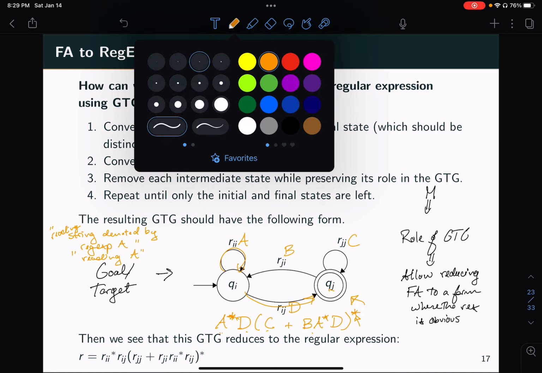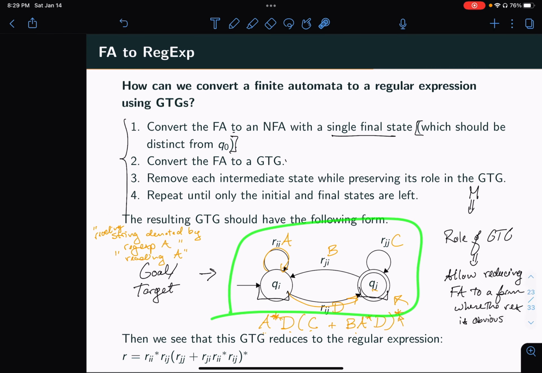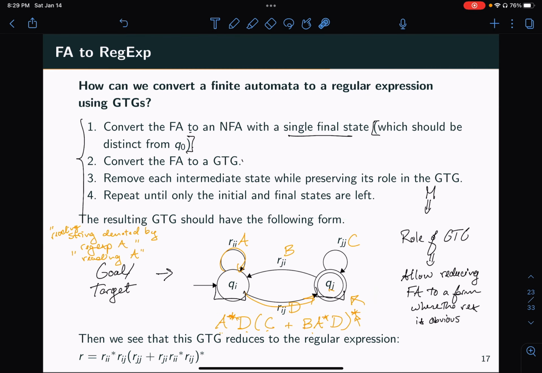Okay. So the goal in the conversion algorithm is to convert the FA to a GTG such that you have a single final state, which should be distinct from the initial state. This is just an additional rule, because you want your initial state to be distinct from your final state. Okay. You're going to start removing intermediate states, and we're going to see how to do that. And you're going to repeat removing these intermediate states until you get this form. Okay, so now we're just going to do this in a bit more detail.